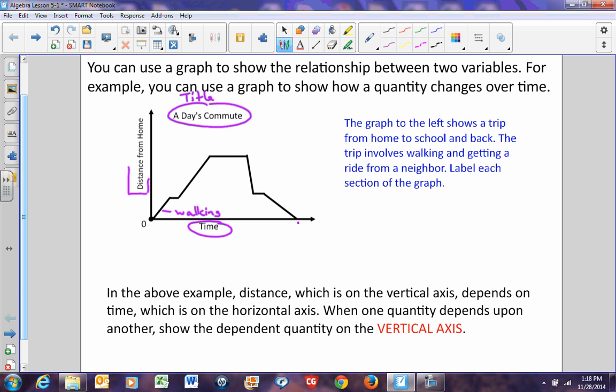We're walking. Notice here we have several flat spaces, 2 short ones and a very long flat space. During those flat spaces, you can see that time is continuing to go on because time is increasing this way, but my distance is not increasing at all. If time is going on but distance is not increasing, I obviously am not walking or driving any further from home, so I must be still, either standing still or waiting for something. In this case, I'm going to say that at this first place, I'm waiting for my ride.